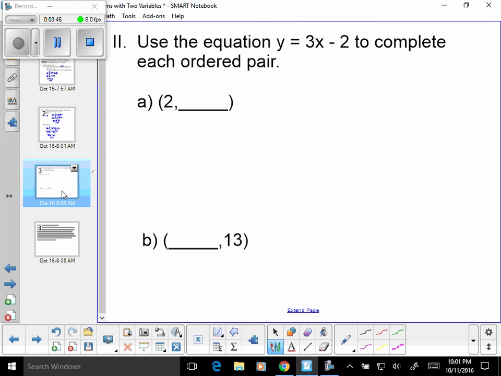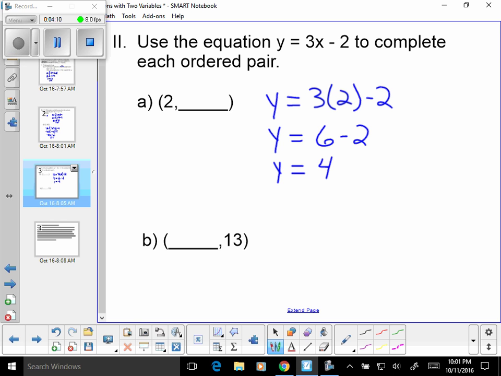There will be times when they give you one of the coordinates or the other. They'll give you an x or they'll give you a y. And here too, we just use substitution. Our equation is y equals 3x minus 2. They've told us what x is supposed to be. They want it to be 2. Now we do the math, and we find out that y is going to equal 4. And we can fill this in. You do B, and then I'll show you how to do it.